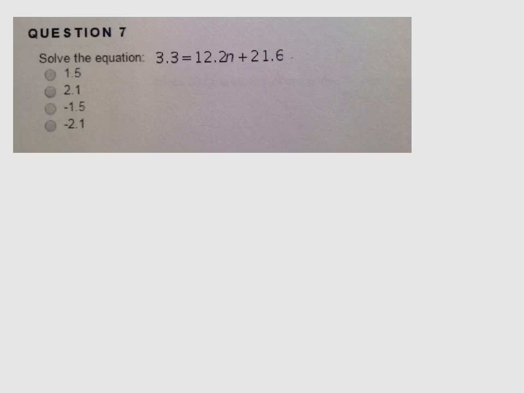Question number 7. They want you to solve the equation. They want you to get n by itself. So I'm just rewriting the problem, and I'm asking myself, who is bothering the n? There are two things bothering the n. The 12.2, that's right next to the n, and the 21.6, that's farther away. Who should you get rid of first? Hopefully you're thinking the 21.6 because it's farthest away.